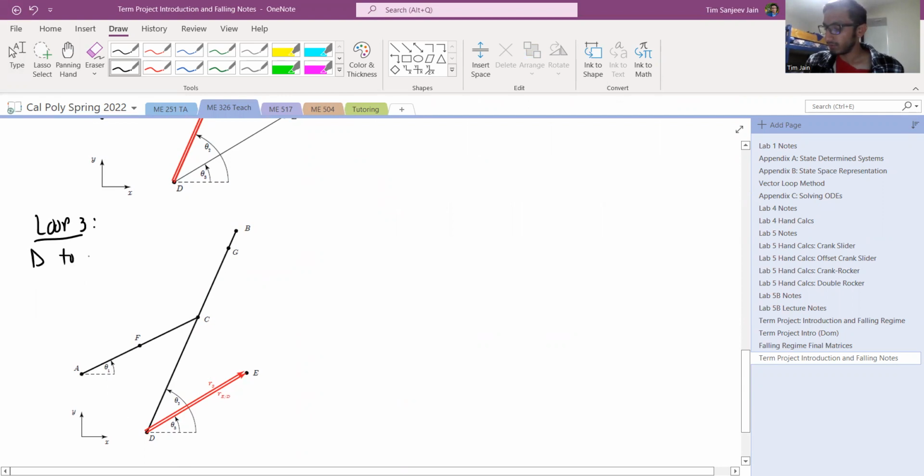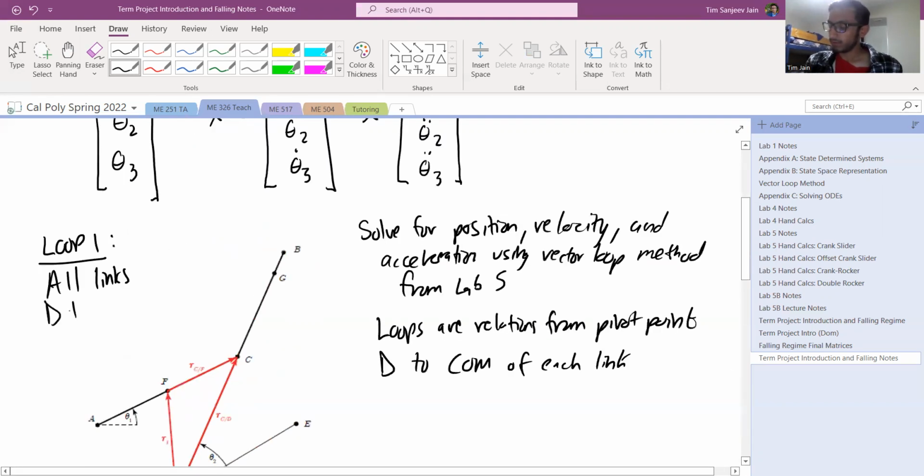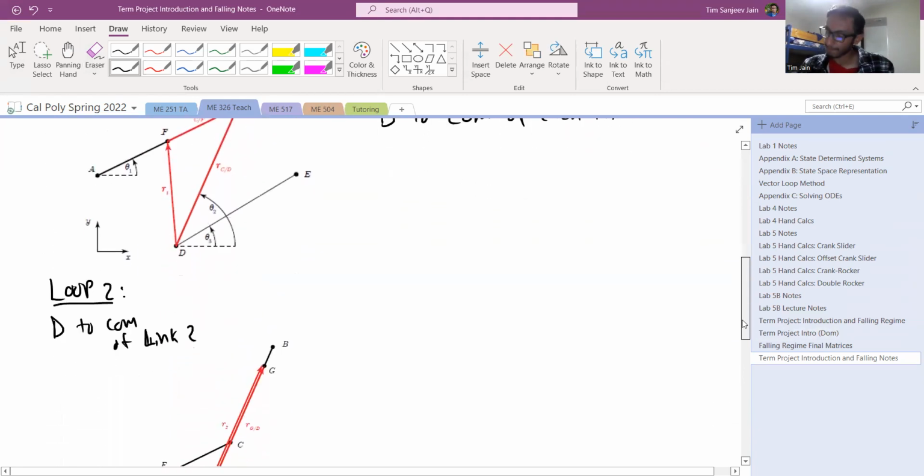So D to center of mass of link 3, D to center of mass of link 2, D to center of mass of link 1. Actually, ignore this. All links are applicable for all loops.